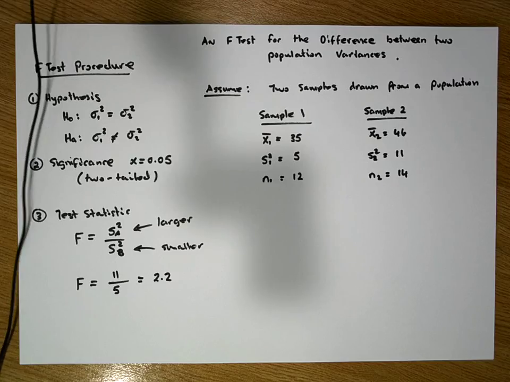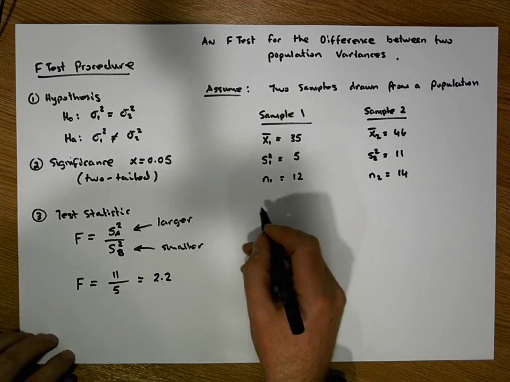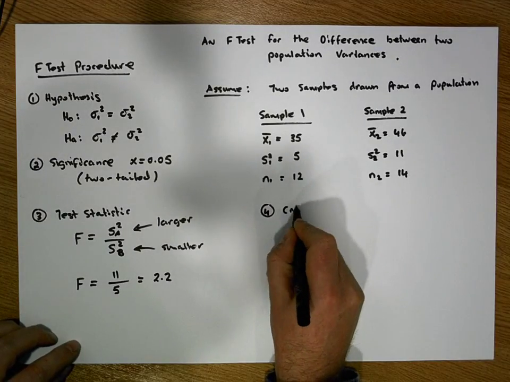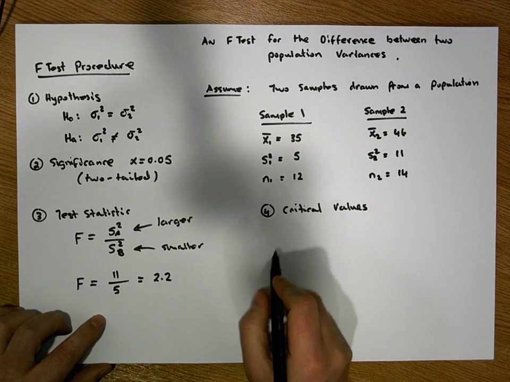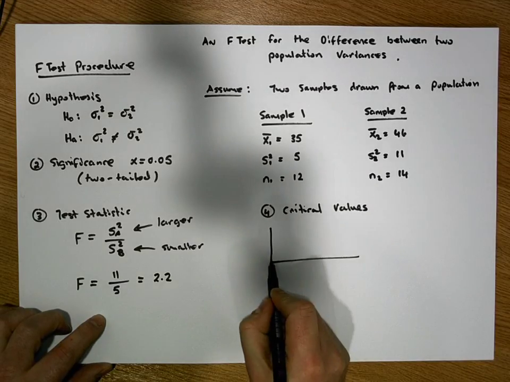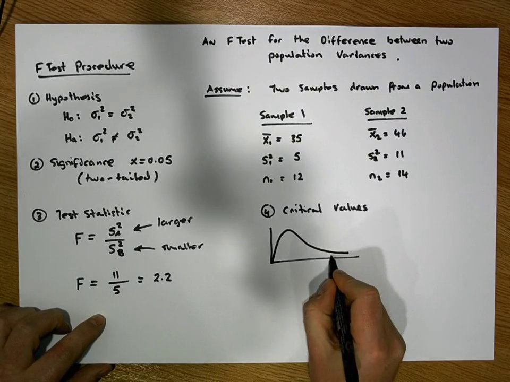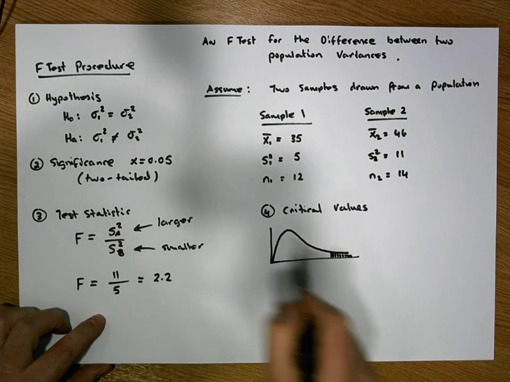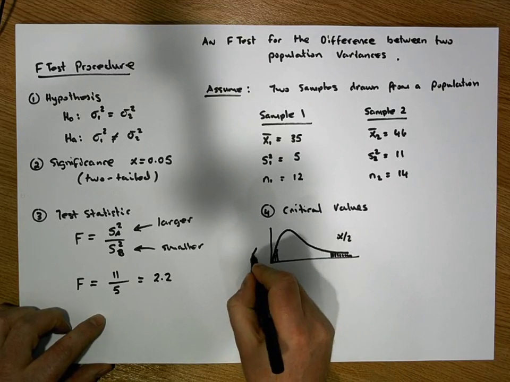Now that we have the F statistic, the next stage is to calculate the critical values associated with this particular F distribution. So step 4 is our critical values. Let's keep in mind that this is a two-tailed test. It's modeled based on an F distribution. The F distribution, depending on degrees of freedom, is typically a skewed distribution. So we're going to put half the area, or half our significance level, in the right-hand tail, alpha over 2, and the other half in the left-hand tail, which is also alpha over 2.